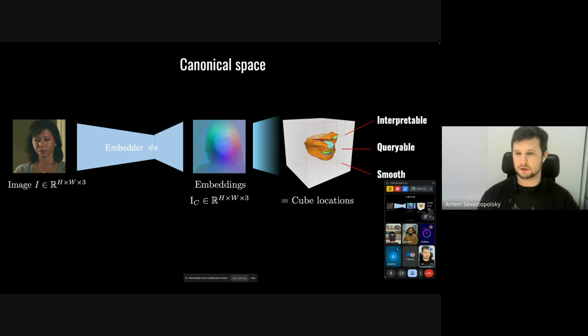This means that regions are distinct in the space. It is queryable. So it means that you can pick a point in the canonical space, and you'll be able to trace this point back to the image. And you know what kind of point it is because the sample in the space kind of resembles the head. So you'll be able to find the point that you want. And it is smooth because similar points on the head surface correspond to close points in the canonical space.